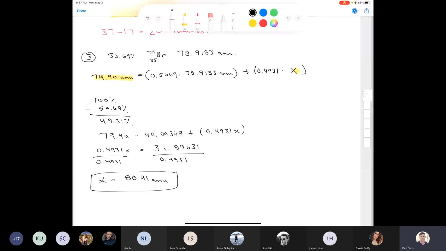Now, our mass number is going to be a whole number. It's not going to have a decimal. And so 80.91 is only 0.1 units away from 81. So it's going to be bromine 81 will be the other isotope. And that is answer D.